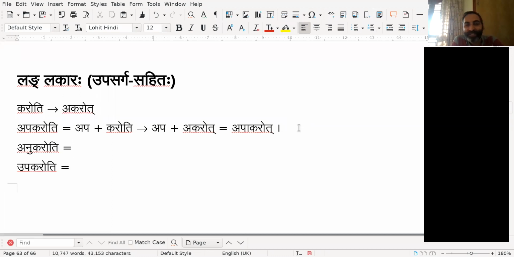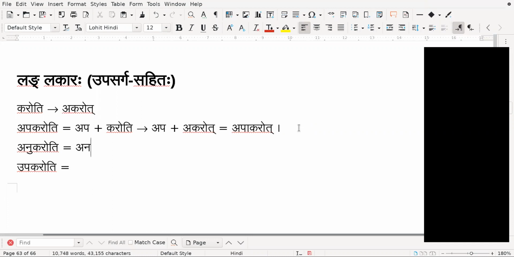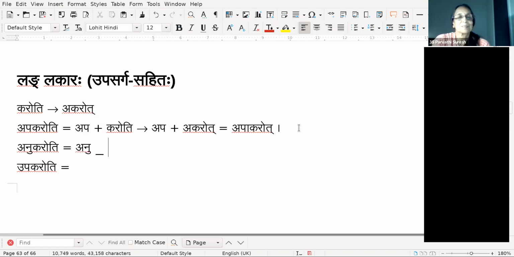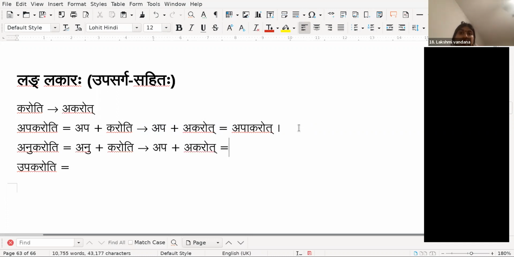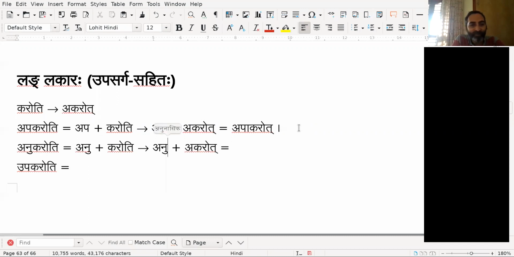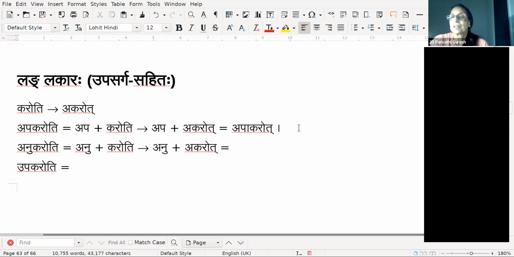Okay. So, Basaraj Mahodaya, would you like to try? Anu karoti. Anu plus akarot. No, anu plus karoti. Akaroti, right? See, that's why here it was equal. Now I want to convert to lang lakara. That's what I'm doing. That's why I put an arrow here. Anu, anu karoti. U plus A, what is it? Anau karoti.